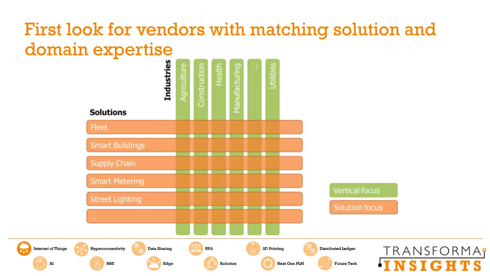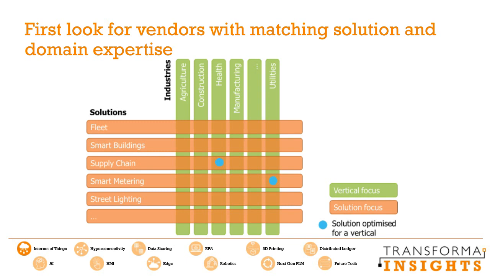Or they might have specialization in some particular solutions, so fleet or smart buildings or supply chain or smart metering, etc. And of course, you will have vendors of IoT platforms and platform capabilities which specialize in the intersection of those. So somebody might specialize in supply chain for the healthcare markets, or smart metering and utilities in environments. So you get some quite optimized solutions for verticals, and you may find a provider who offers exactly your solution in your industry, and that would be a good person to talk to, clearly.